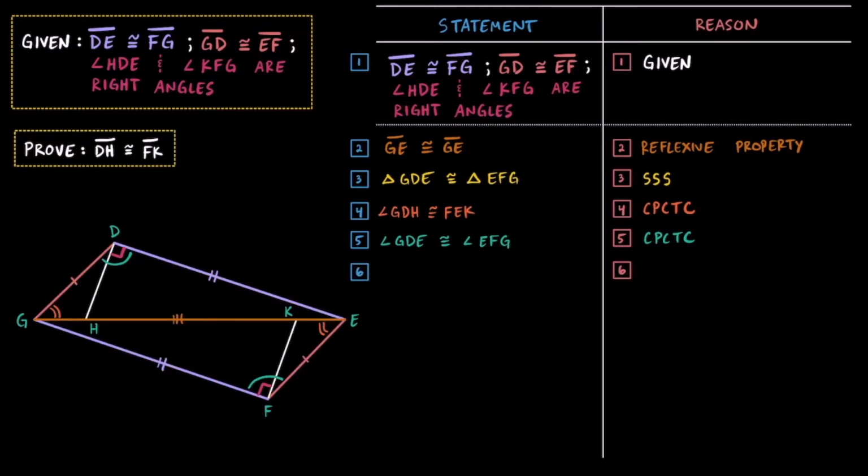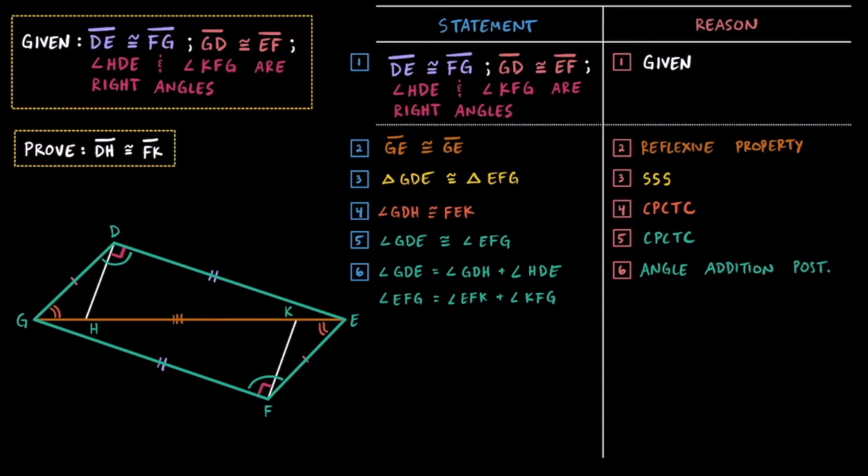For step 6, let's say that angle GDE is equal to angle GDH plus angle HDE. On top of that, we can also say that angle EFG is equal to angle EFK plus angle KFG. And if you need a moment to think about those angles, go ahead and pause the video right now so you can take a peek at them. Hopefully it makes sense that these 2 bigger angles of GDE and EFG are made up of those 2 smaller angles, and the reason for this is going to be the angle addition postulate.